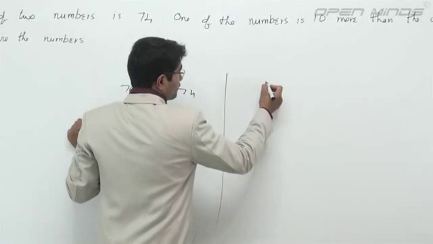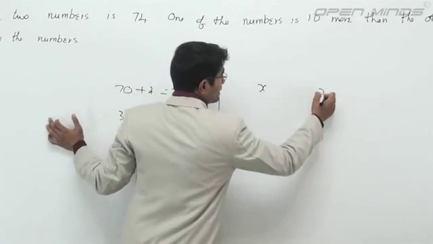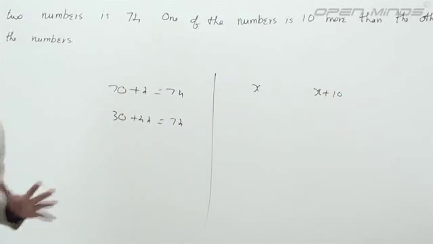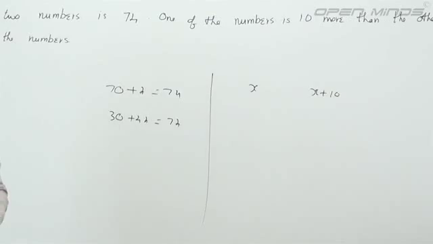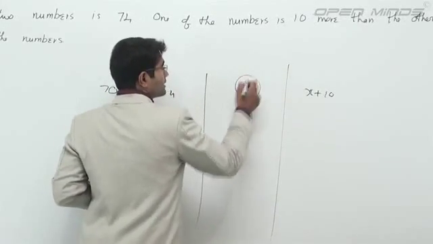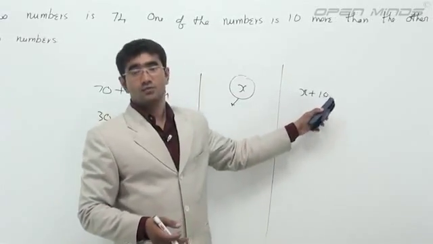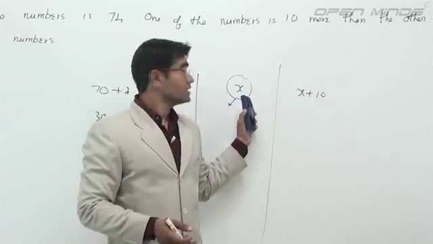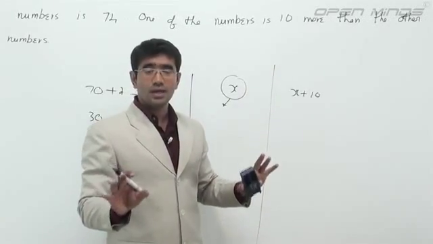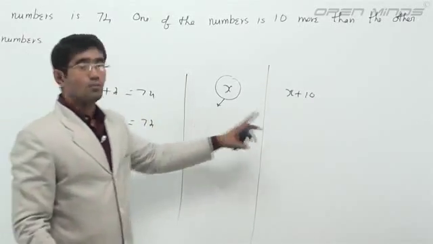So let's say the first number is x, and the other number is x plus 10. These are my two numbers. I don't know which numbers these are; I will find out a little later. Since I don't know both numbers, I take one of them as x, which I don't know. But the other number is connected with the first number: it is 10 more than the first. That's all about it. And we can see one nice thing: there is only one variable, x, in both cases.